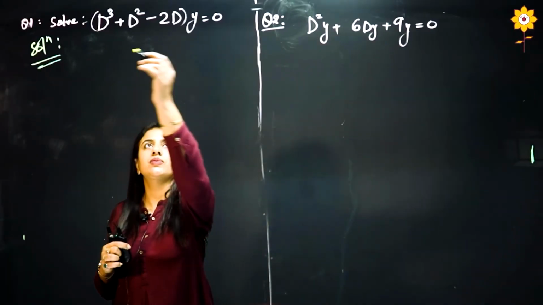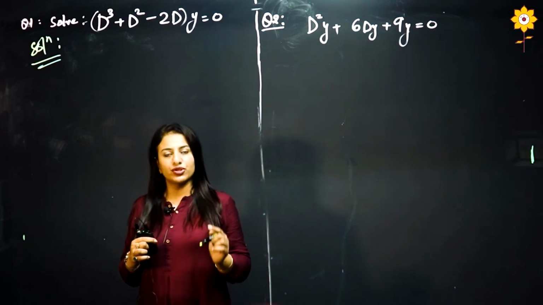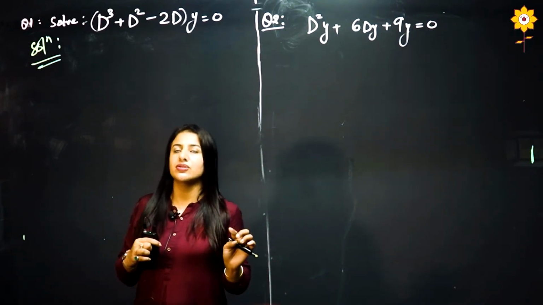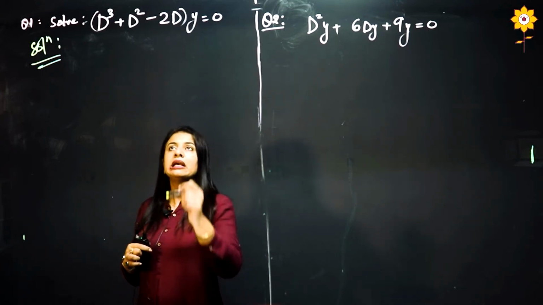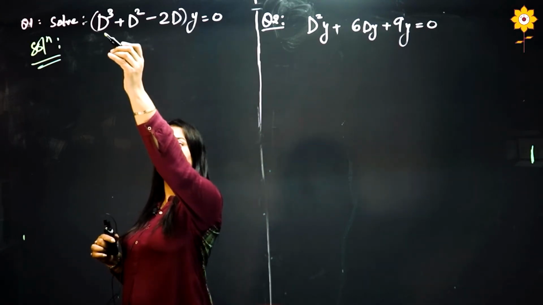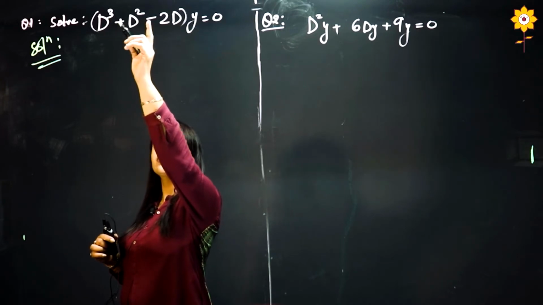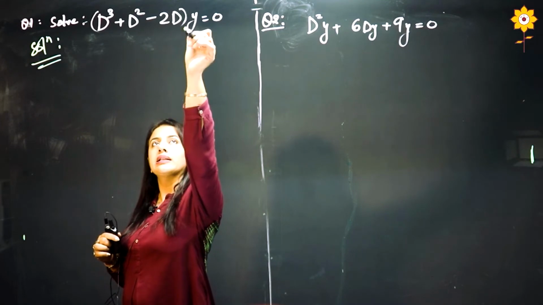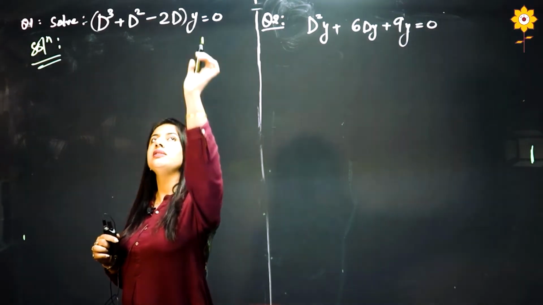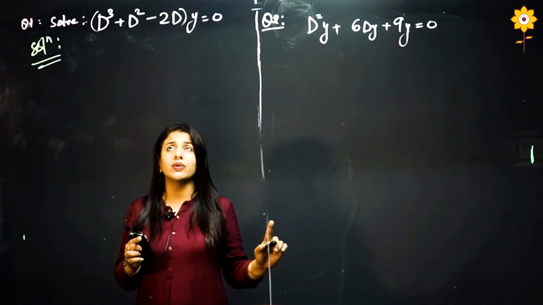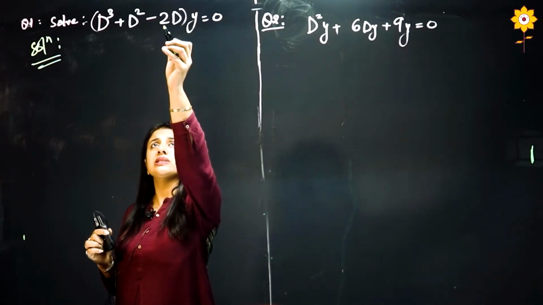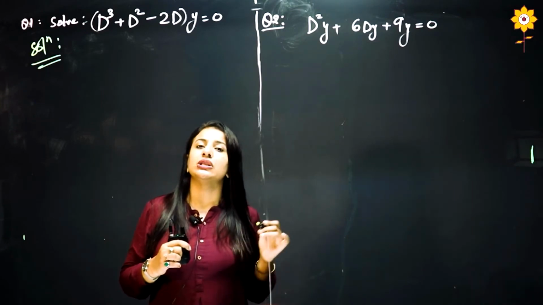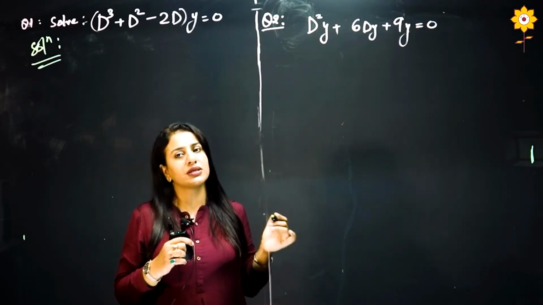So let us take some problems based on that. Number 1, this is the problem and we need to solve it. First of all, I will check whether this equation is a linear differential equation with constant coefficients or not. I can see it has a third order derivative with degree 1, a second order derivative with degree 1, and a first order derivative with degree 1. So this is a linear differential equation with coefficients minus 2, plus 1 and 1.